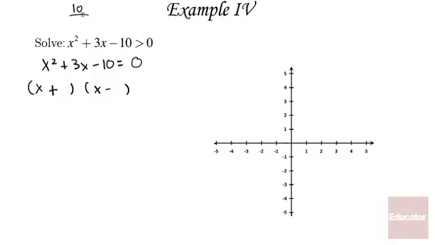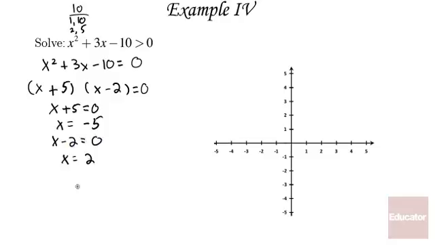Now, the factors of 10 are 1 and 10, and 2 and 5. And I need something that is going to add up to 3x. And what would give me that is if I had a positive 5 and a negative 2. Because then I'm going to get minus 2x plus 5x to get 3x. Using the zero product property, I'll have x plus 5 equals 0, or x equals negative 5. x minus 2 equals 0 gives me x equals 2. So I have two roots that I found, and these are x equals negative 5 and x equals 2. So right here and right here.